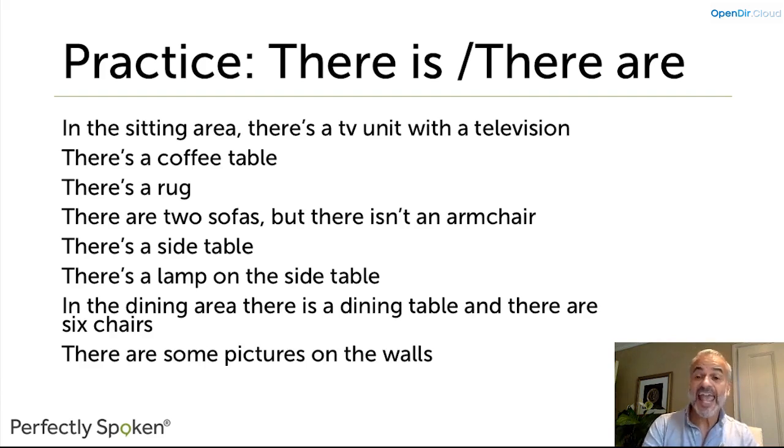In the dining area, not a room, it's an area, there's a dining table. And there are, plural, 6 chairs. There's a dining table and there are 6 chairs. And there are some pictures on the wall. Plural, again, some. 1, 2, 3, 4, 5, some pictures on the wall.